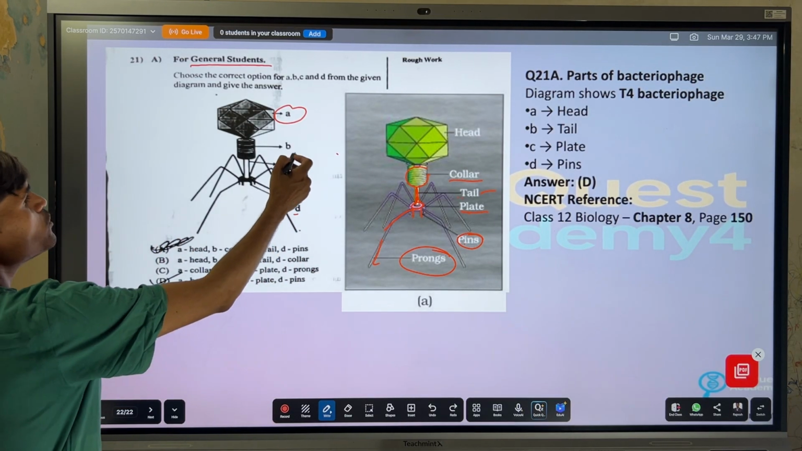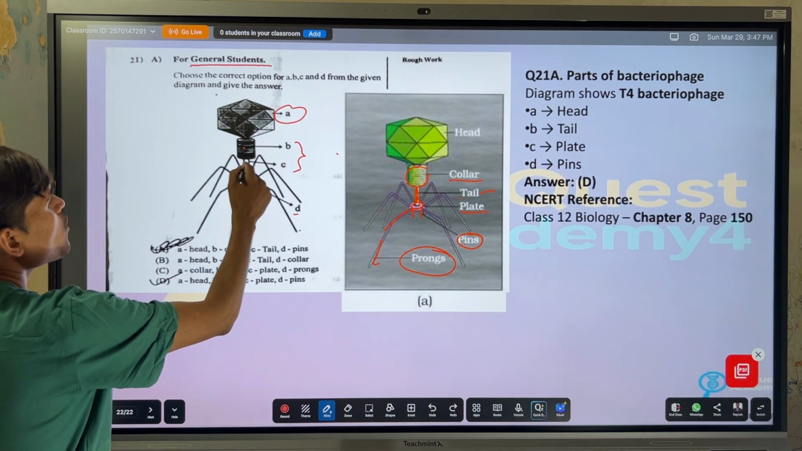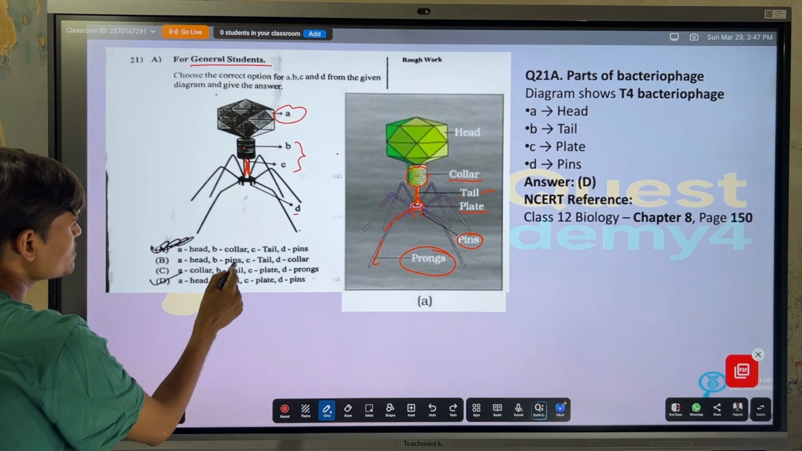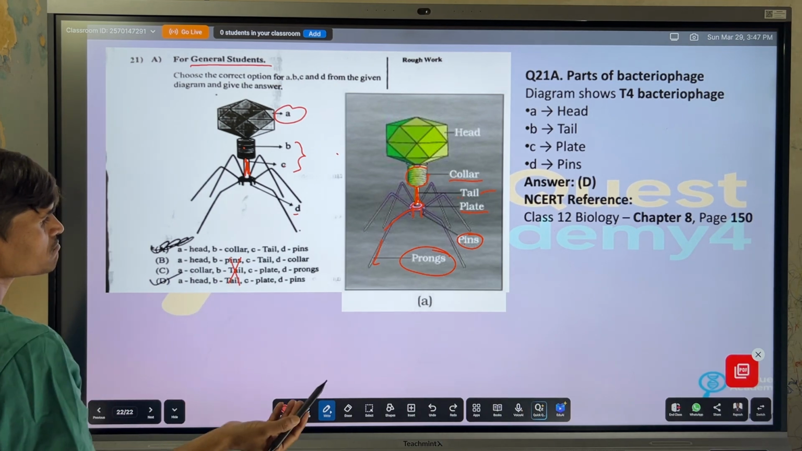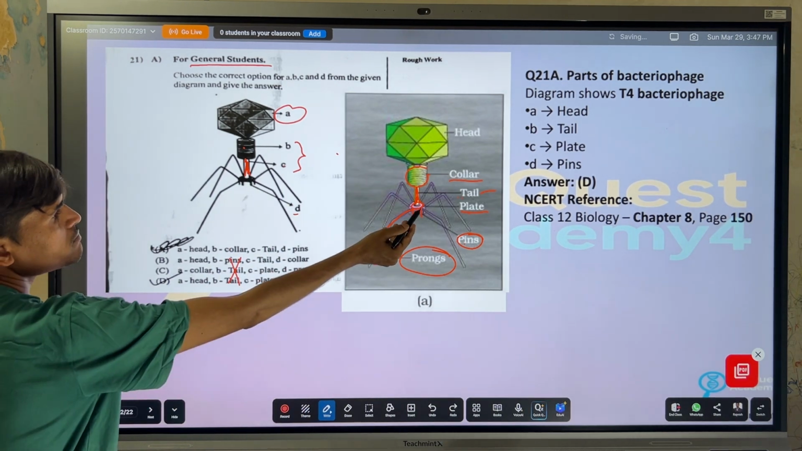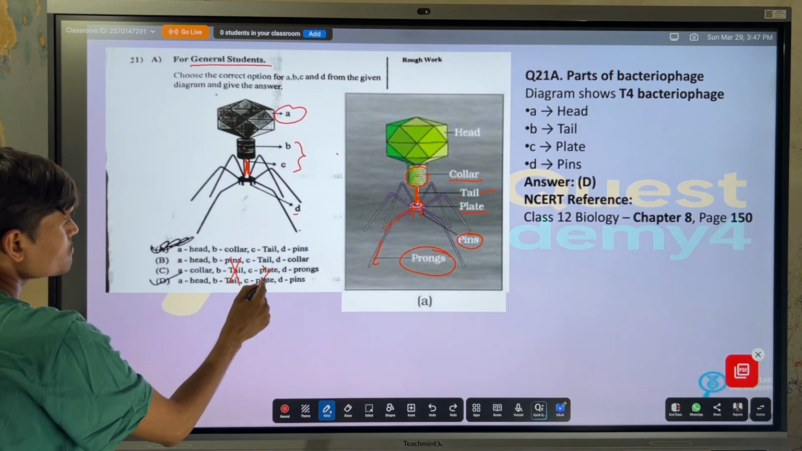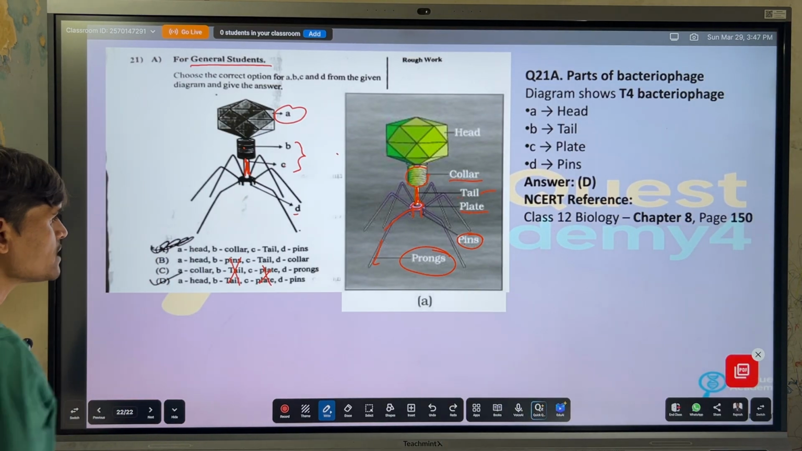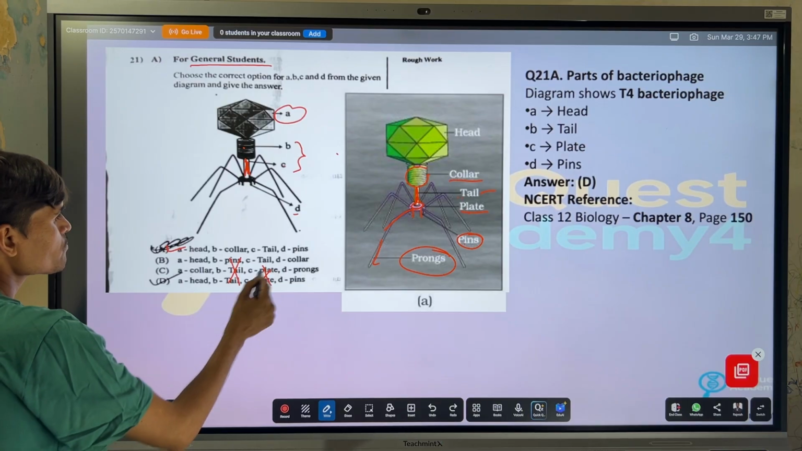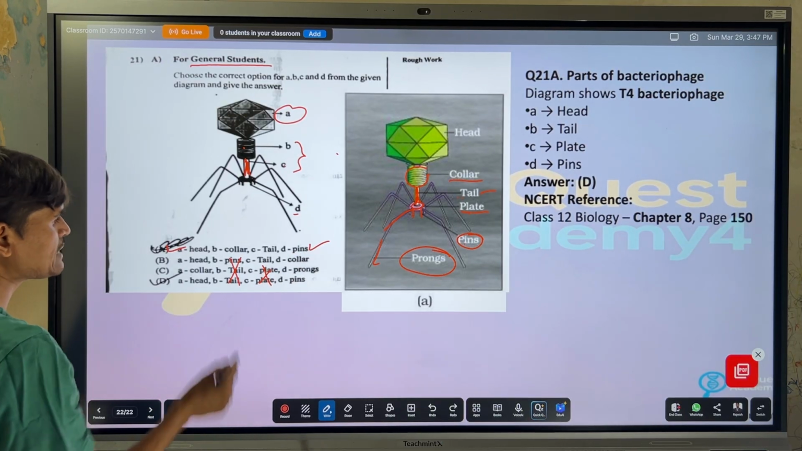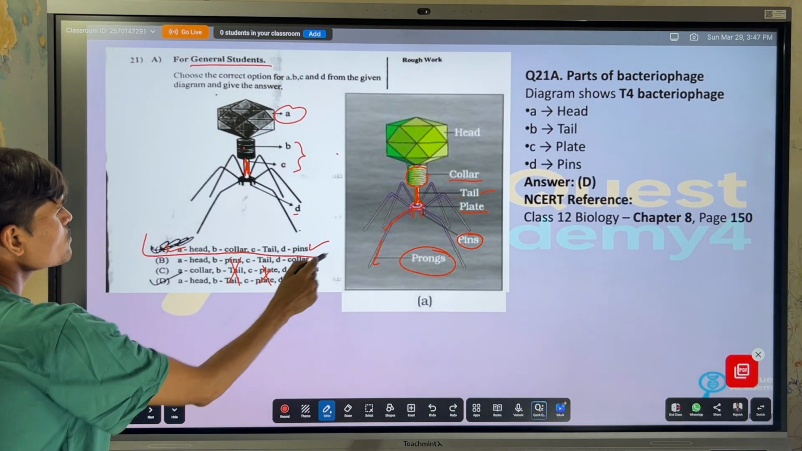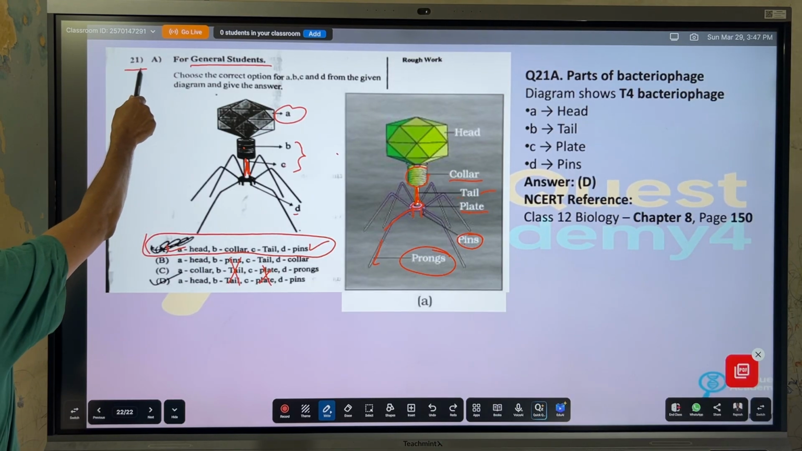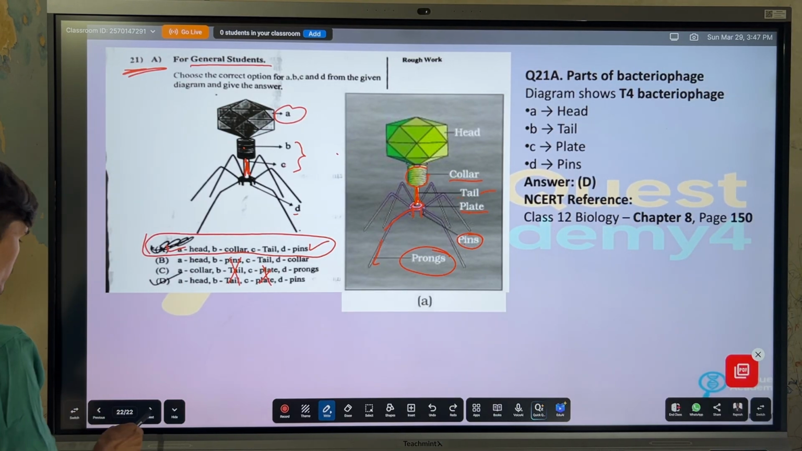Now what if you know any one of these, maybe collar or the tail? B is collar. Now where do you see the collar in B? No. C is the tail. Where do you see it? You find tail at option A and option B. Head, tail and the pins: the maximum number of matches is at A. But this is question number 21A for the general students.